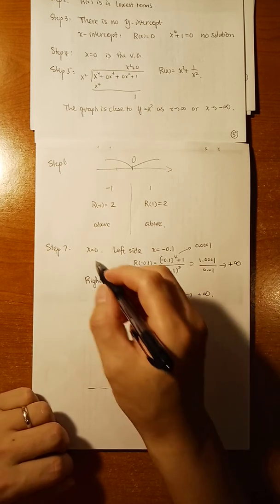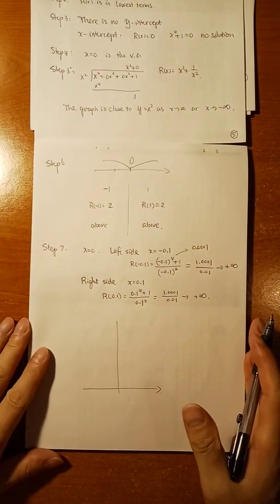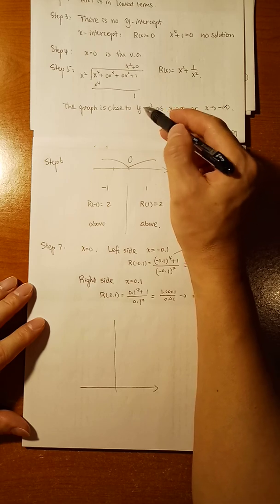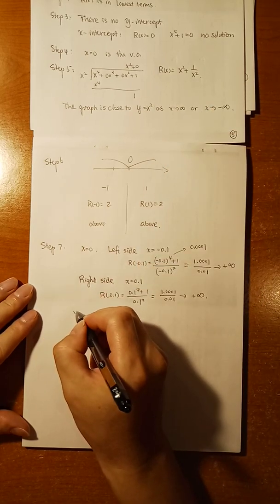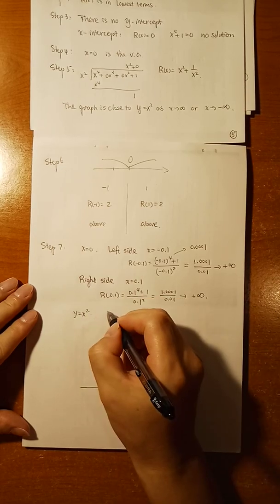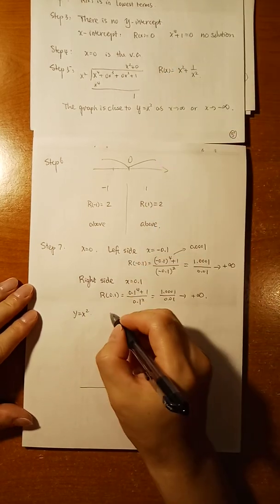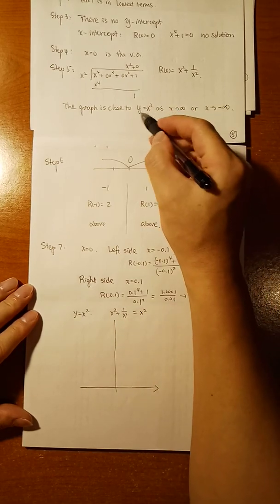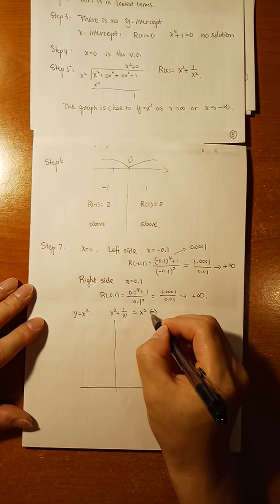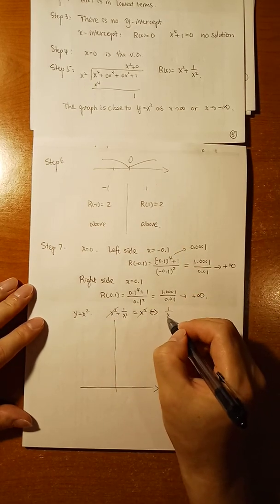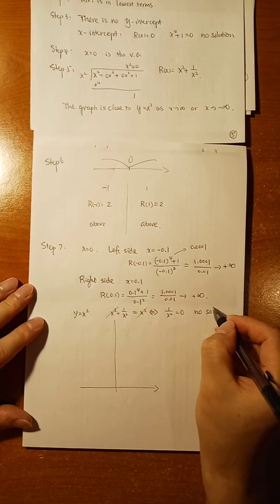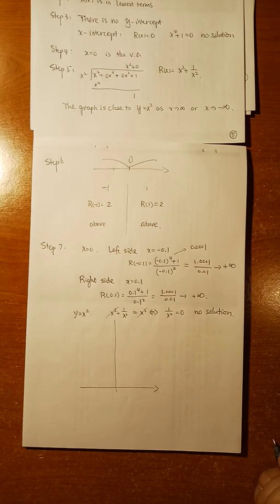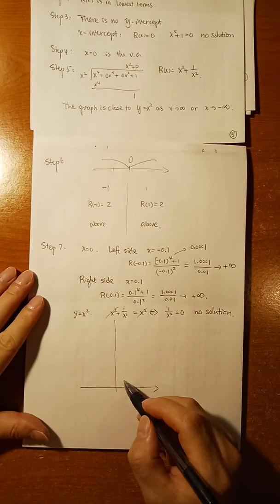There's one more thing. This is a vertical asymptote. Because this one has no horizontal or oblique asymptote, let's see if it can intersect the graph y equal to x squared. So you set r equal to x squared, equal to this simple function. Then the x squared cancels. You get 1 over x squared equal to 0. This has no solution. No solution means it will not intersect this parabola.